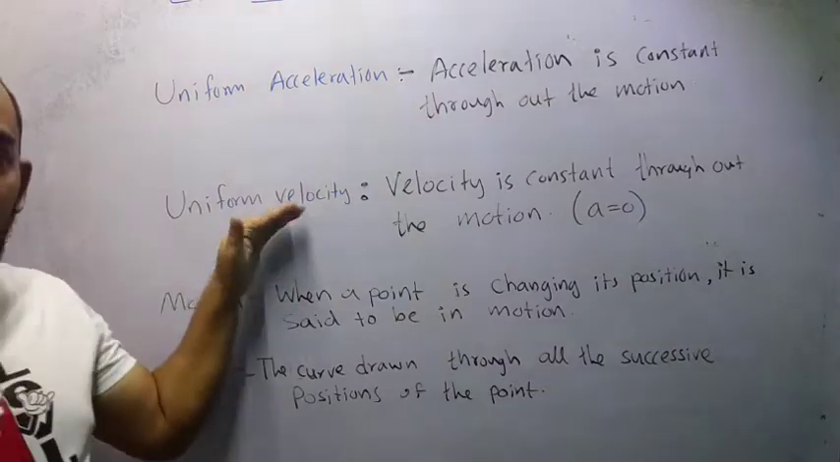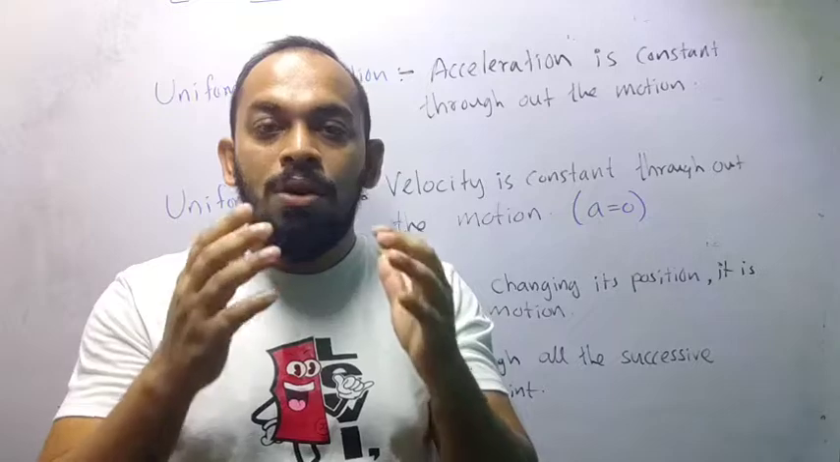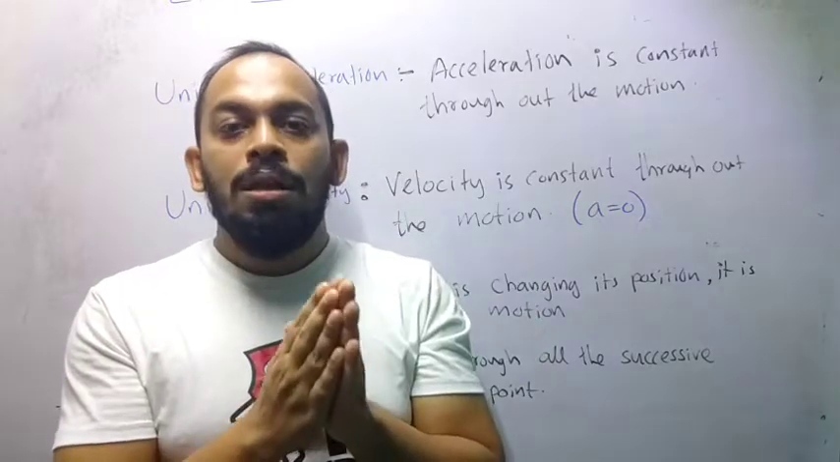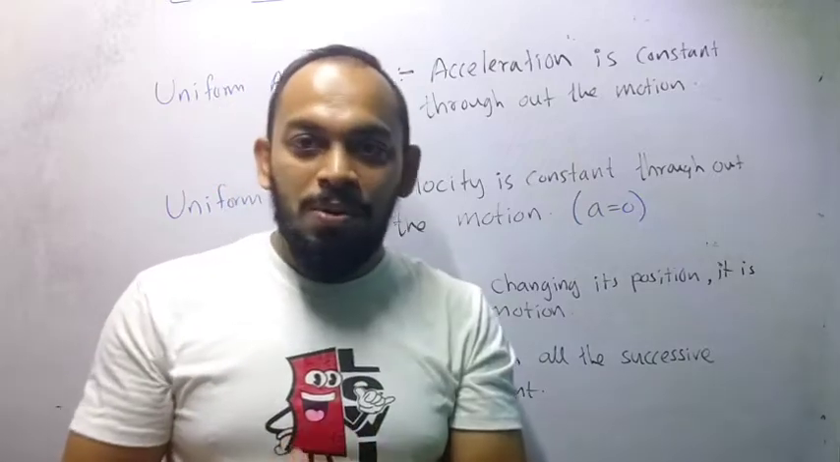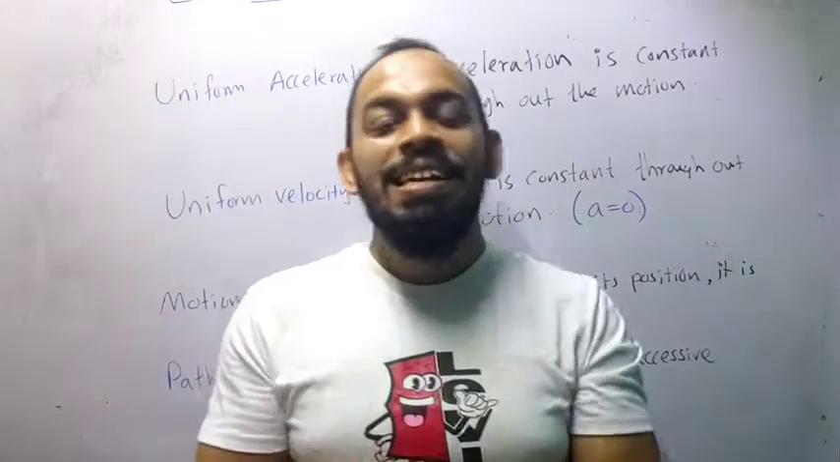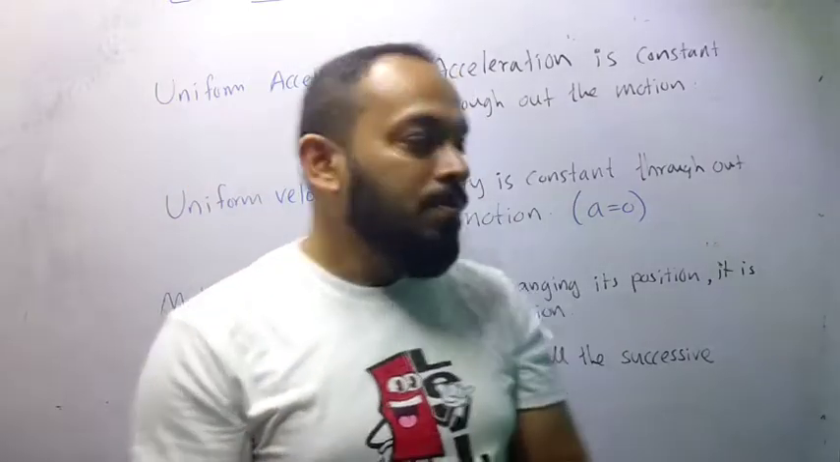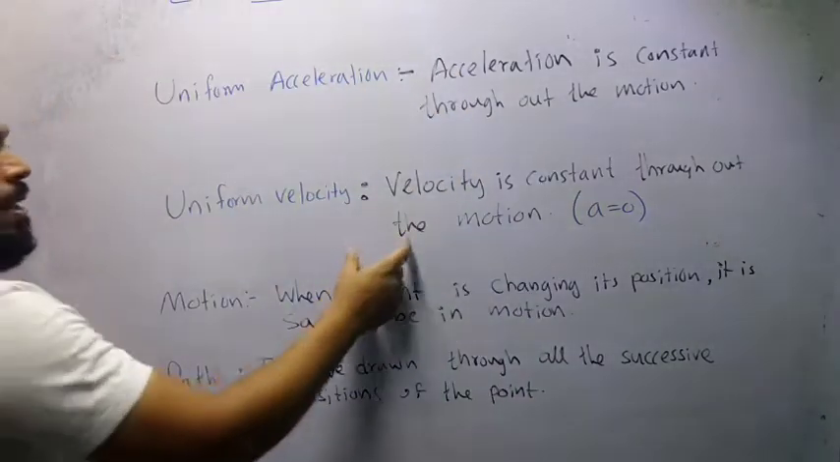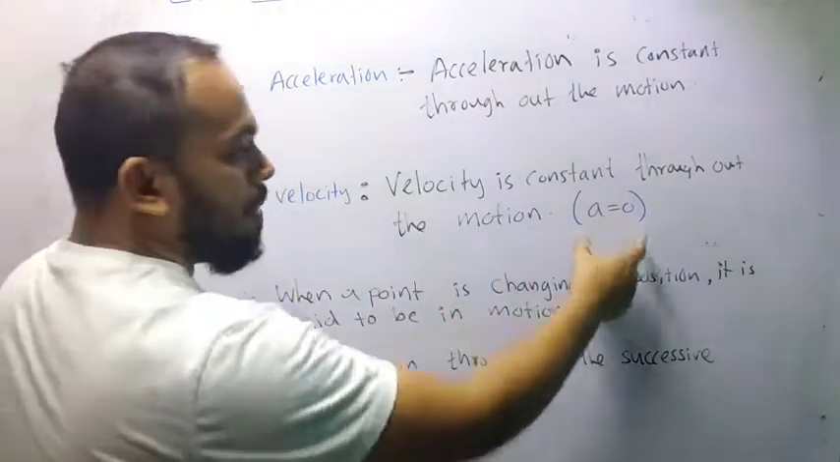Similarly, uniform velocity is when the velocity does not change, right? When the velocity is constant throughout the journey, that is called uniform velocity. So we don't get uniform velocity problems much. It's very easy. Okay, so what does it mean? Velocity does not change means acceleration is 0. So a must be 0.